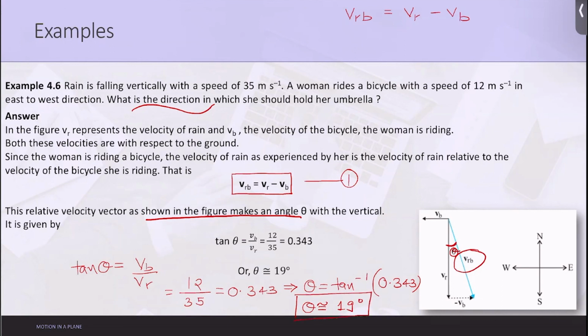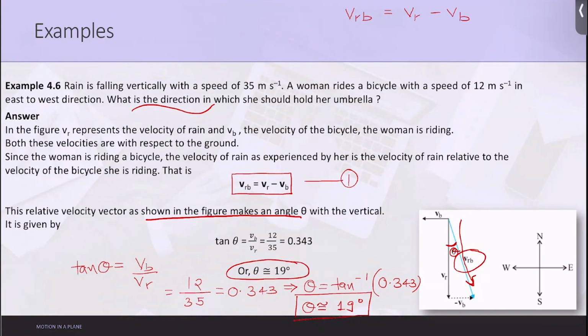Therefore, what is the final result? The final result is that the direction in which the lady should hold the umbrella is towards the east, with an angle of 90 degrees with the vertical. Okay, so that is how you can obtain this.